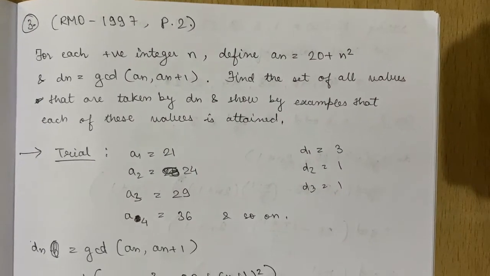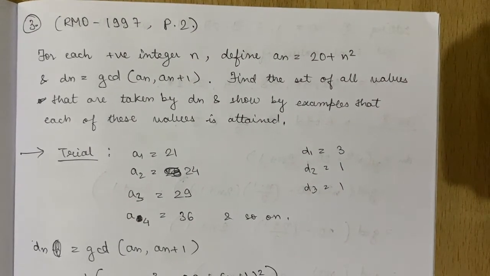Let's look at the third problem. This is the second problem that came in RMO 1997. So the problem says, for each positive integer n, define a_n equal to 20 plus n squared and d_n equal to the GCD of a_n and a_(n+1). Find the set of all values that are taken by d_n and show by examples that each of these values is attained.